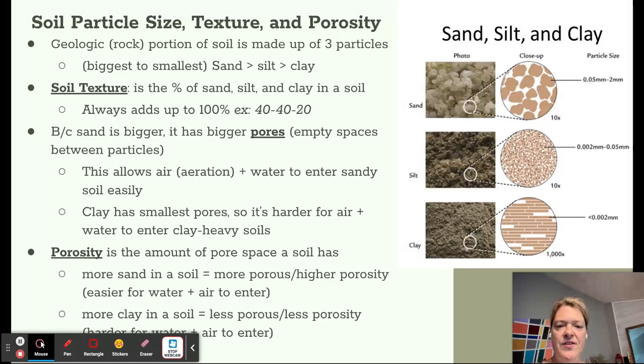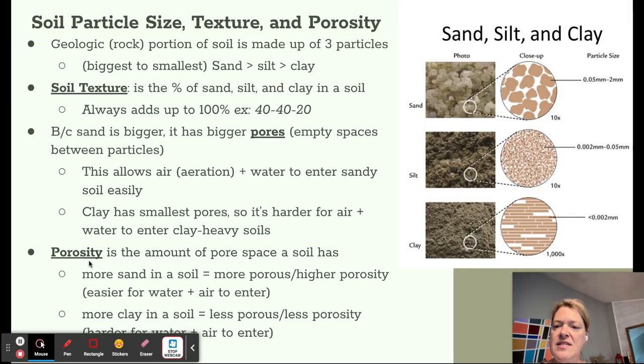I'm going to show you how you figure this out on the next slide. So, we'll talk about that more in just a few. But sand is always bigger and it has bigger pores. Pores are empty. I mean, think of pores in your skin, they're empty spaces within your skin. Particles have the exact same thing, these empty spaces between particles. This allows both air and water to creep into those areas very easily. Clay has the smallest pores, so it's very hard for both air and water to enter clay. Clay is a very heavy, dense soil.